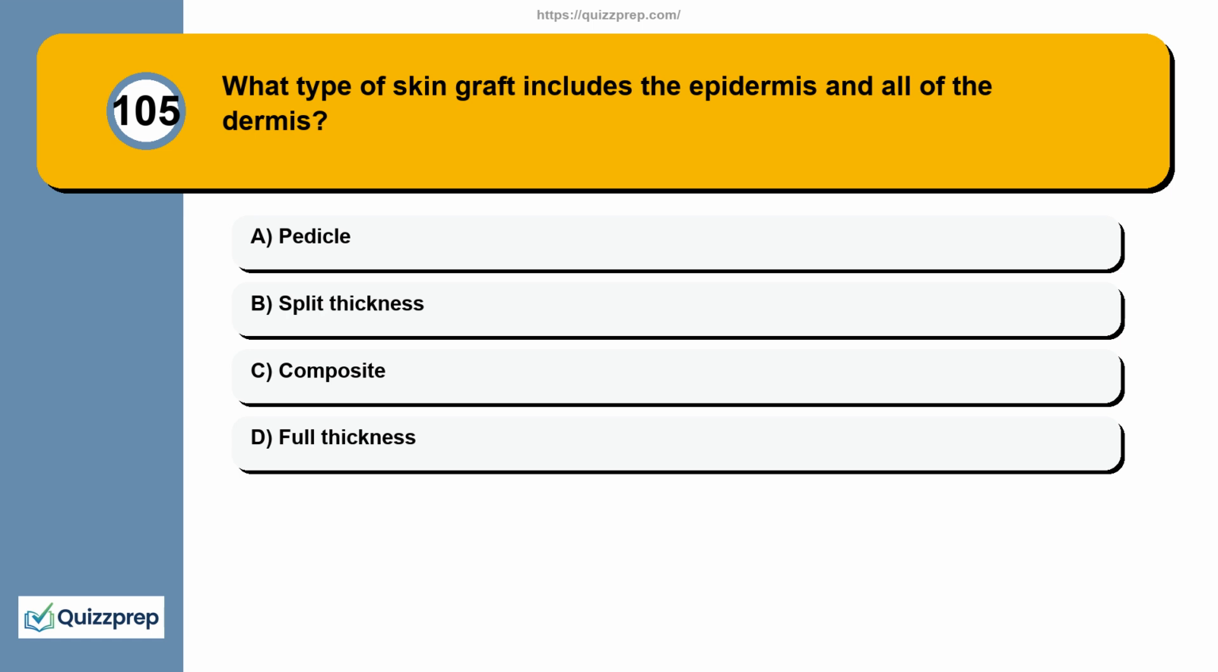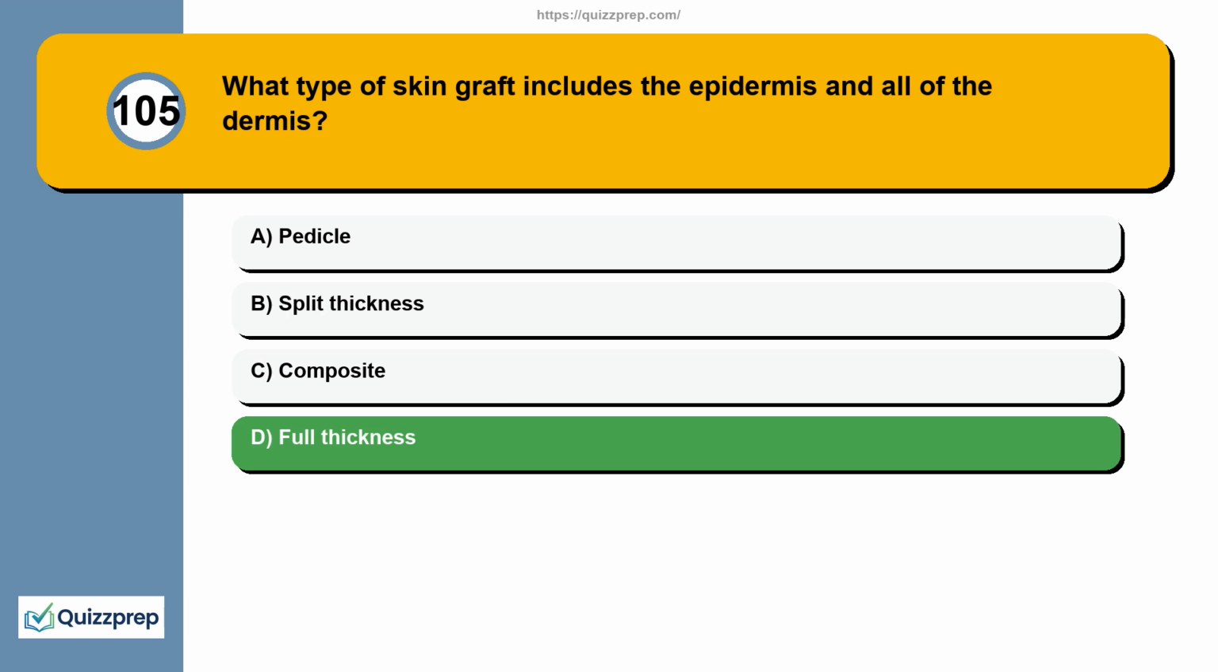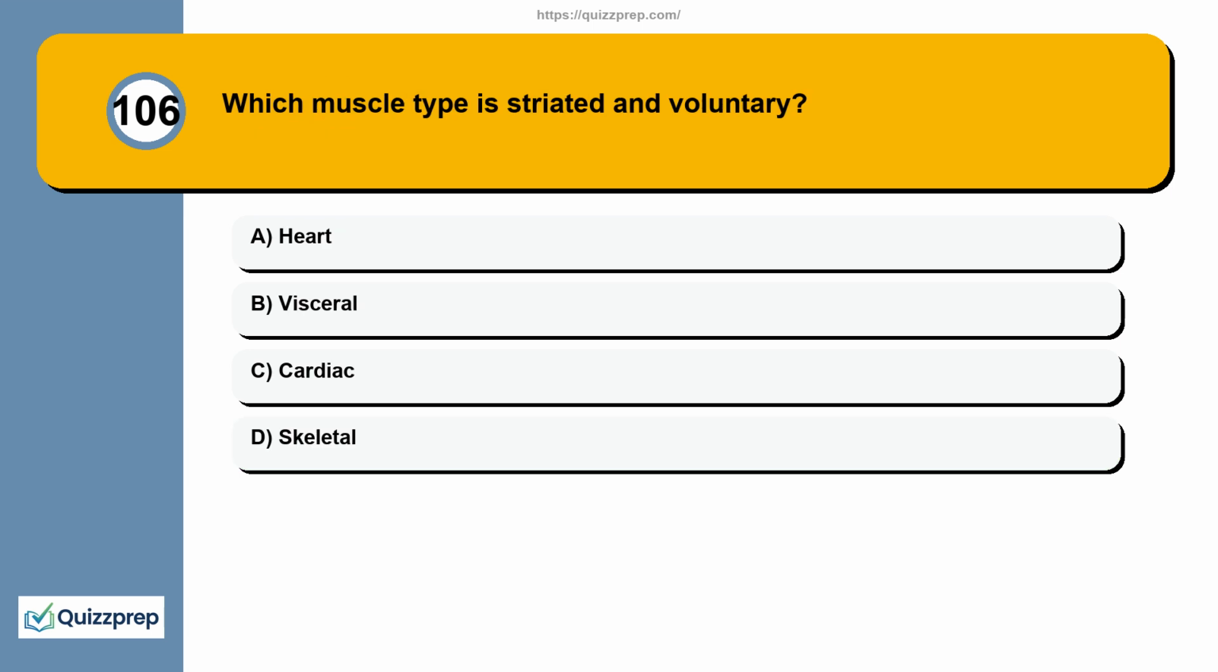Option A, pedicle. Option B, split thickness. Option C, composite. Option D, full thickness. The correct answer is option D, full thickness. Question 106. Which muscle type is striated and voluntary?